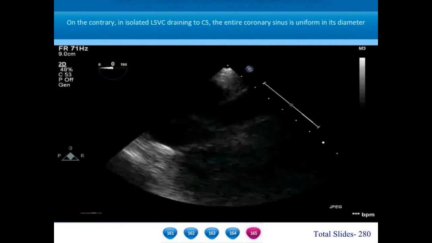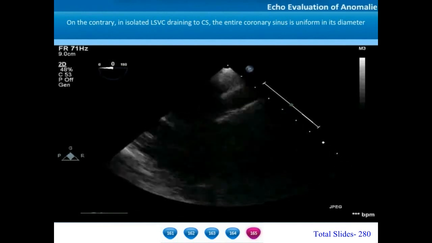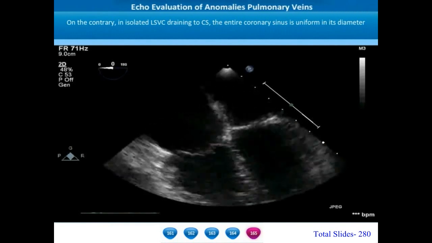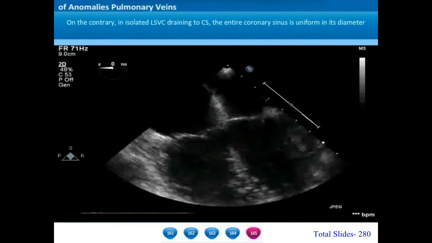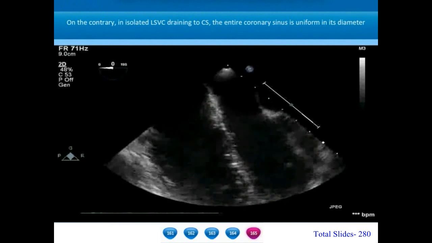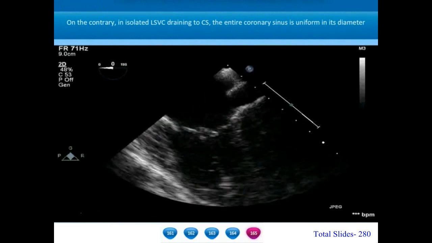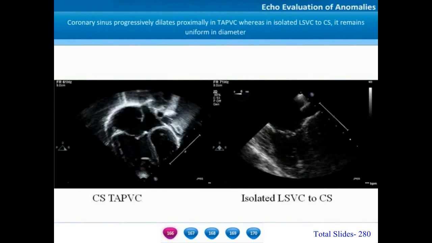On the contrary, in a left superior vena cava that is entering the coronary sinus, a benign entity, a simple systemic venous anomaly, the coronary sinus is more like a parallel track. The diameter of the coronary sinus is the same along the entire length of the coronary sinus. We will show both the examples side by side.